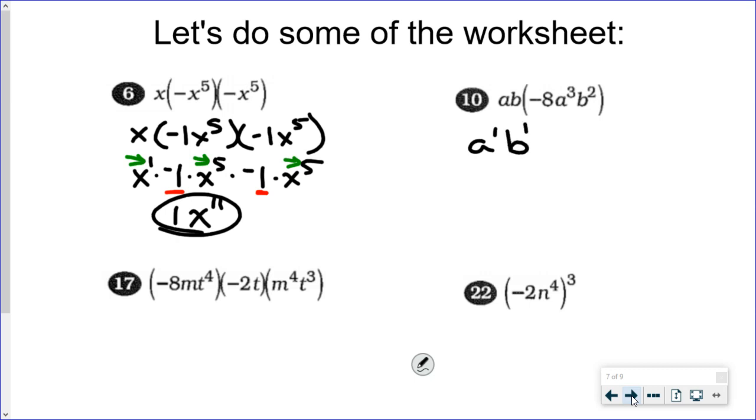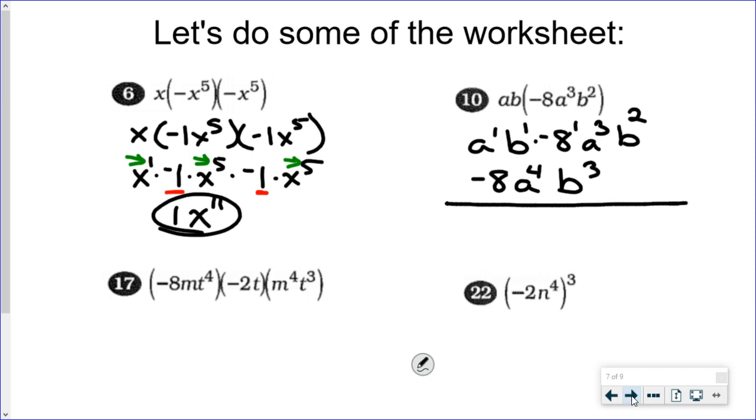Now number 10, I'm going to rewrite this, a to the power of 1, b to the power of 1. Now, the only reason this is in parentheses is so I know I'm multiplying. So I'm just going to rewrite this like this. Now, the coefficient goes out front. Now, for the a's, how many a's do I have? 1 and 3, which is 4. And b's, how many b's? 1 and 2 are 3 b's.